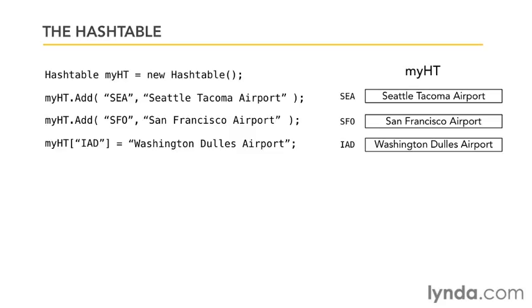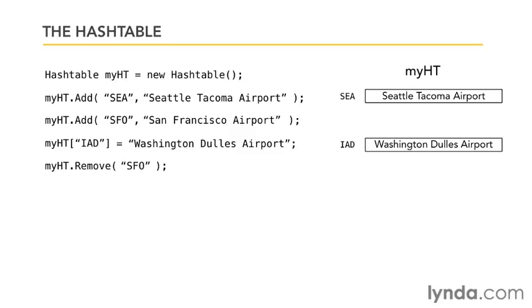The way that you get data out of the hash table is to use the remove function. In this case, I would call myHT.Remove, and then I give it the name of the key that I want to be removed. So if I wanted to remove San Francisco Airport, I would simply say remove SFO, and that would cause SFO to be removed from the hash table.